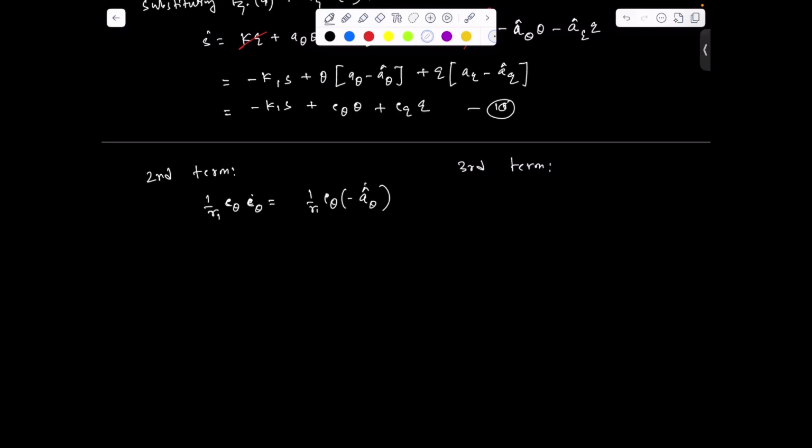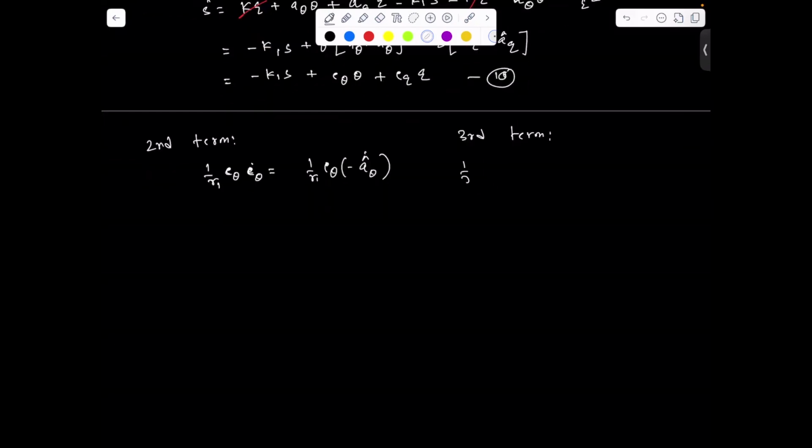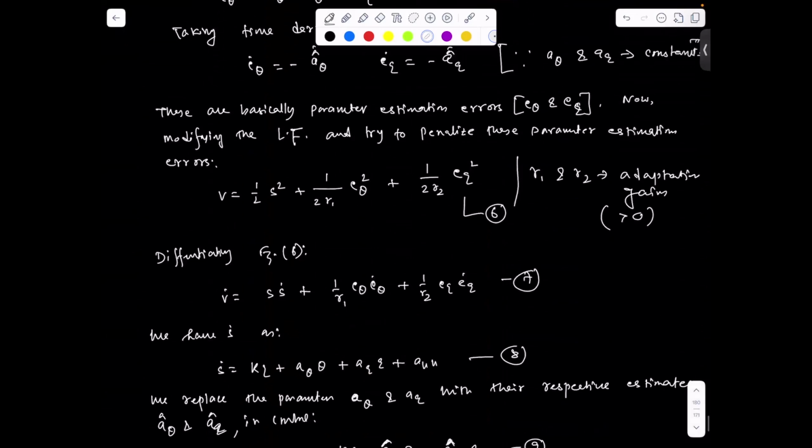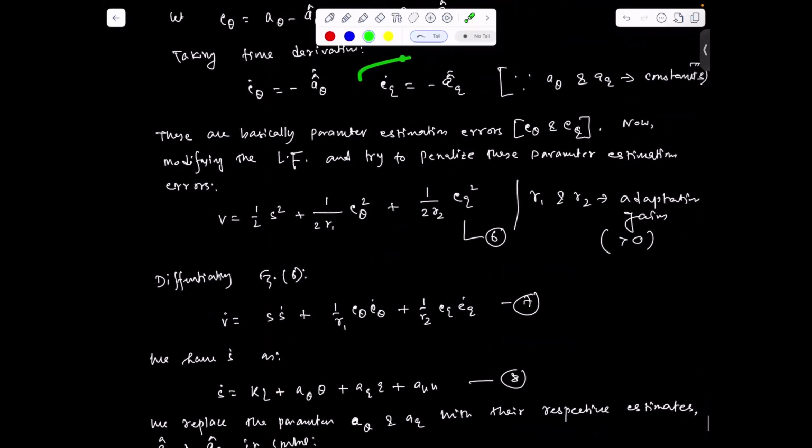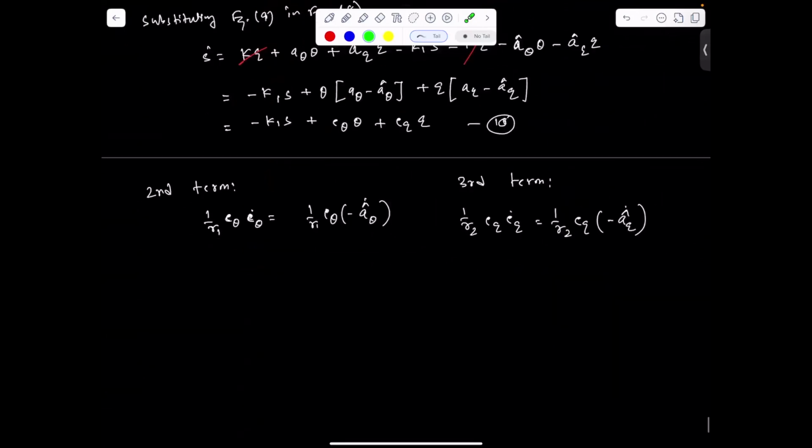So we can write 1 upon R2 EQ dot, we can write R2 EQ minus AQ dot cap dot. This also we have defined here, this part. So now let us define, this is equation 11 and this is 12.